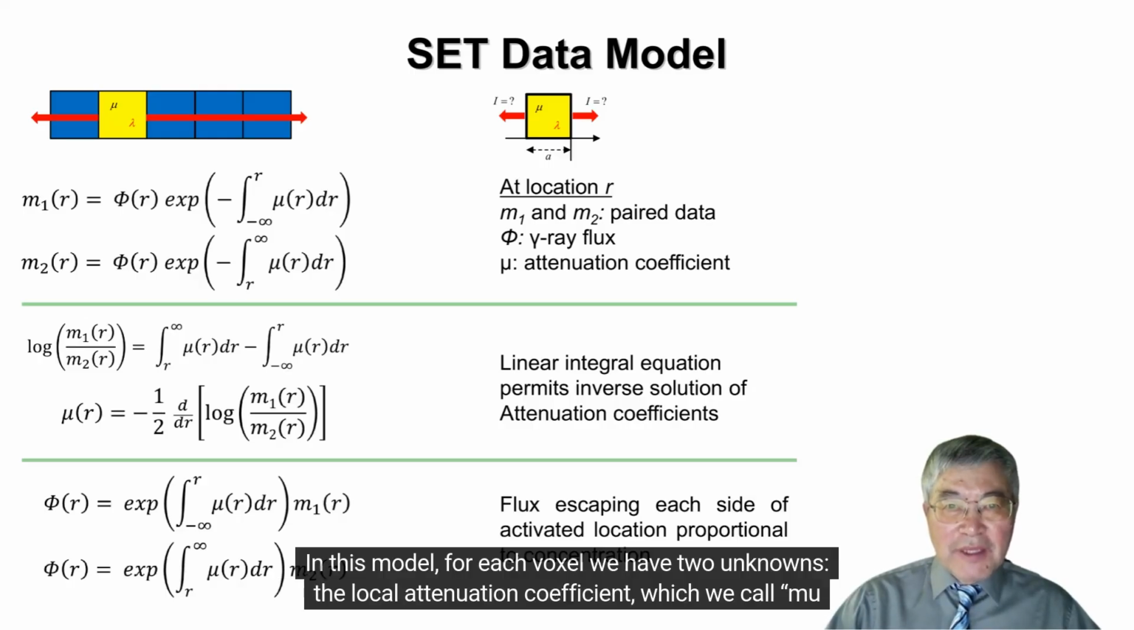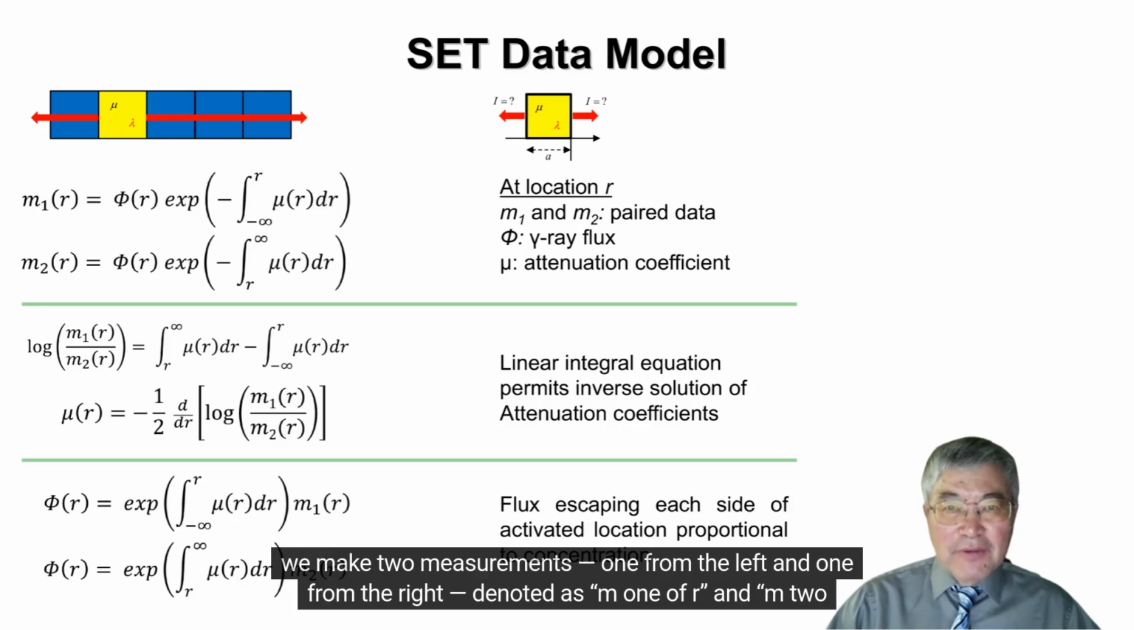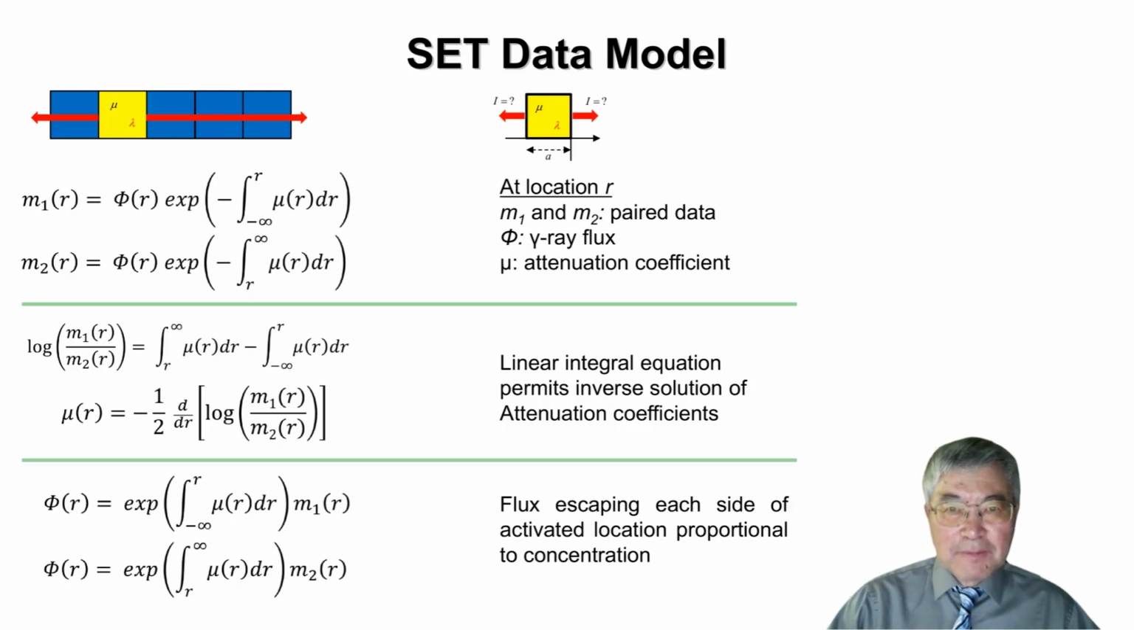In this model, for each voxel, we have two unknowns: the local attenuation coefficient, which we call mu of r, and the local tracer concentration, which we call lambda of r. To estimate these two unknowns, we make two measurements, one from the left and one from the right, denoted as m1 of r and m2 of r.